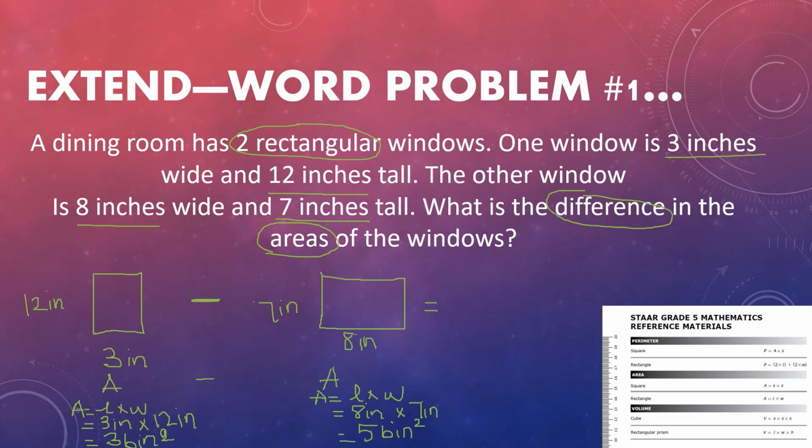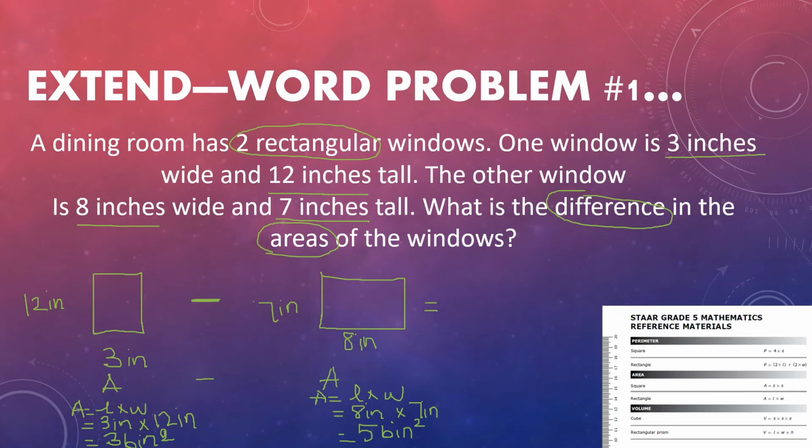So I started out again with the formula, and then I substituted the letters with each of the numbers, including the units, and I found the area for each of these windows. My only problem is when I set these up, I didn't realize that the second window's area was bigger than the other window.